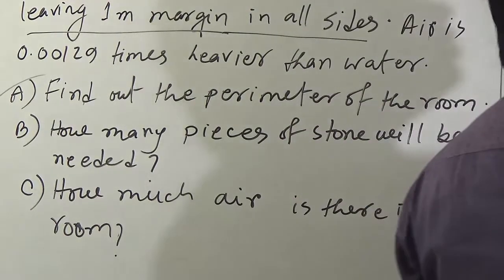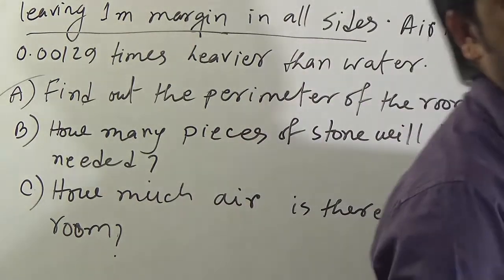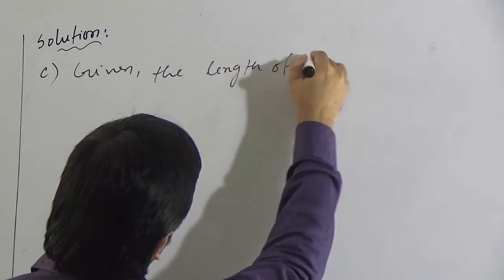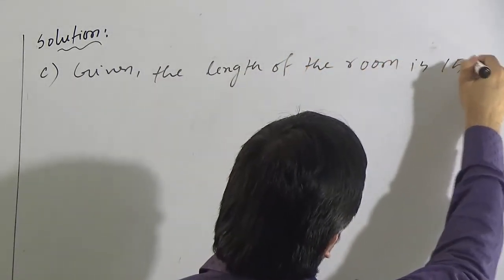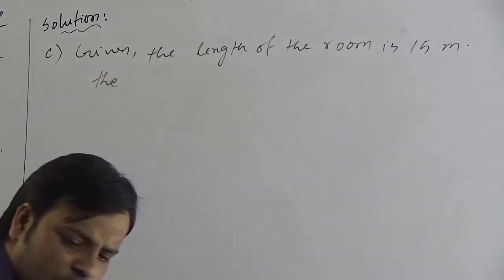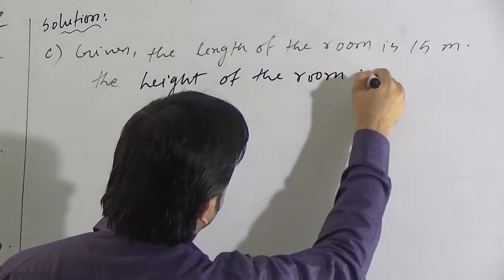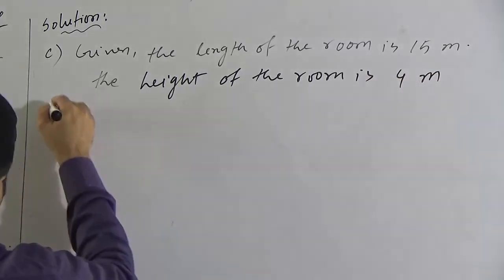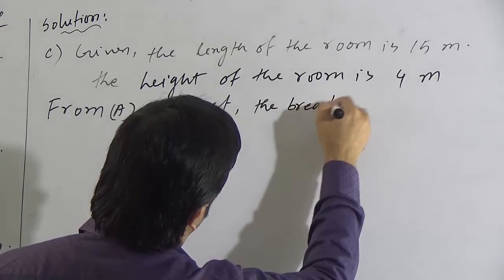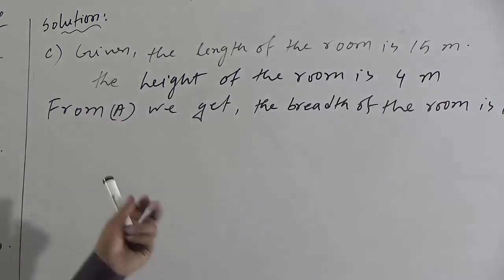Dear students, to determine the amount of air in the room, at first we have to determine the volume of the room. For this we need the length, breadth and height of the room. So we can write here, given in the question the length of the room is 15 meter. The height of the room is 4 meter. From A we get the breadth of the room is 10 meter.